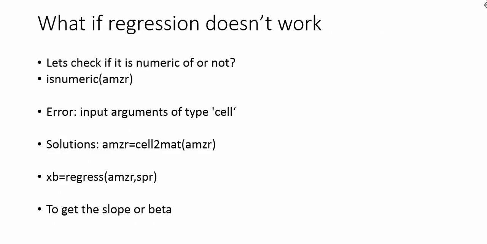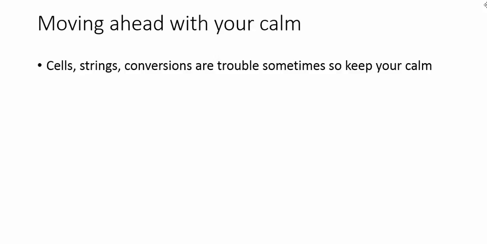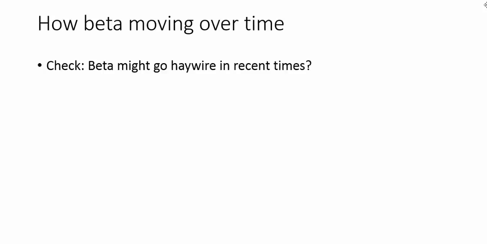If regression does not work and we are facing trouble, what could the problem be? One problem is that some of the inputs are not numeric, so we'll use the isnumeric check. Another problem is that the argument type is a cell, so we'll use cell2mat, and once everything is done, we can use the regression to get the slope. So these are the troubles that we can face.